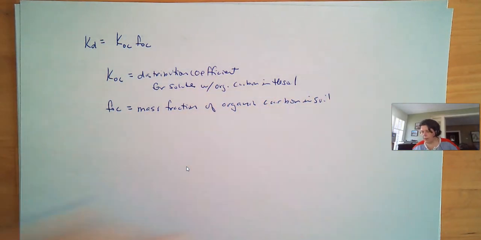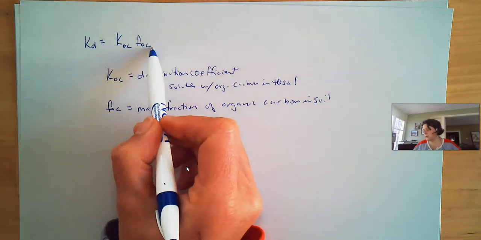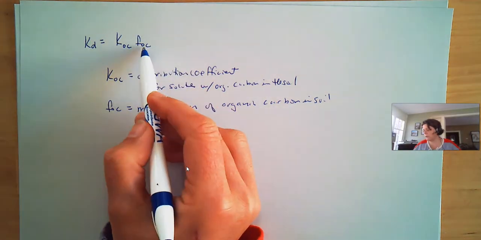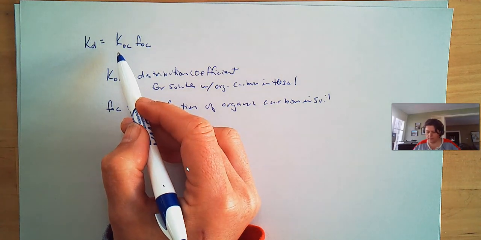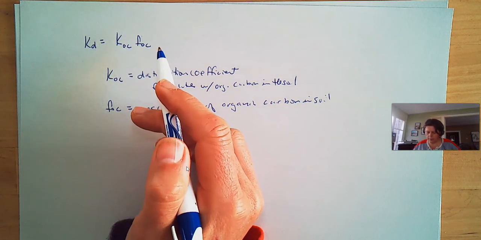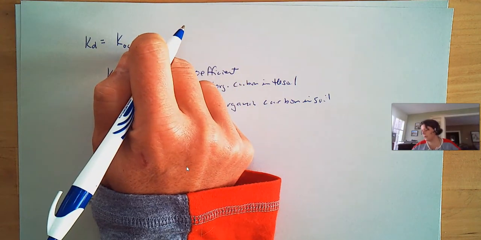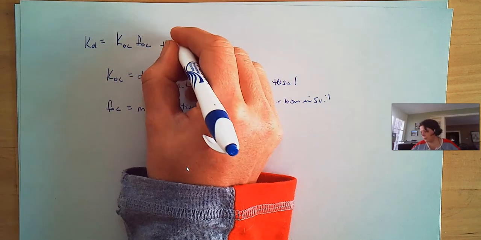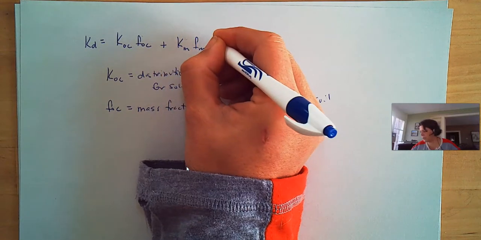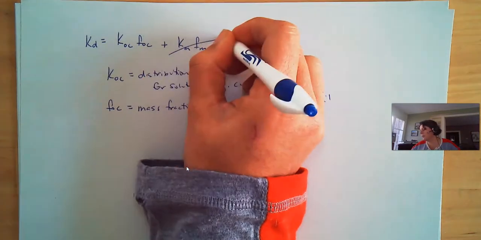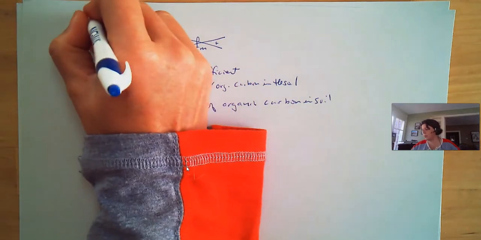So we have to know how much organic carbon, so that's what the OC stands for. The fraction of the organic carbon times the KOC will tell us what's inside of our systems. Now, this is just for the organics. We could add on the amount that is absorbed onto the mineral fraction and other parts of it, but we assume those things don't matter for organics.